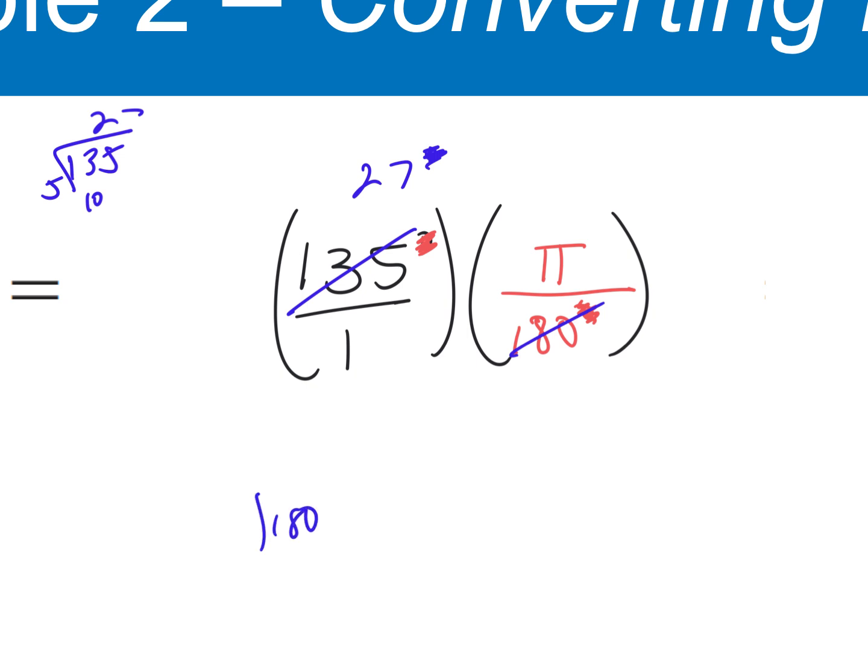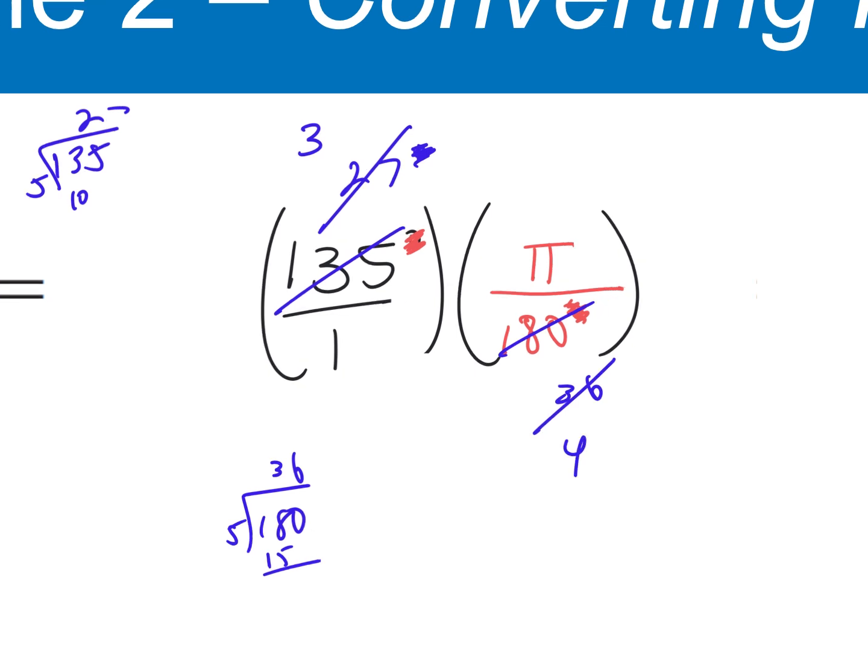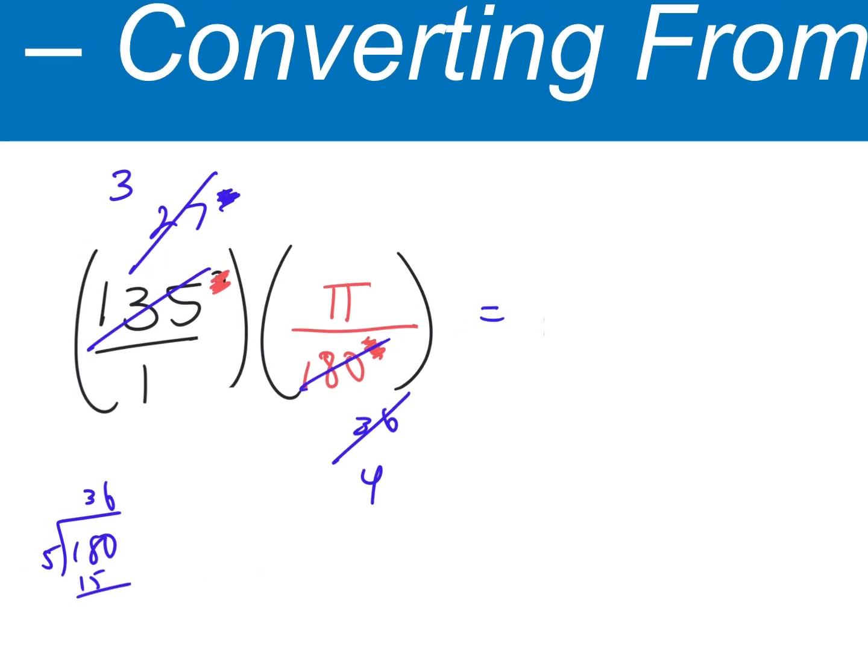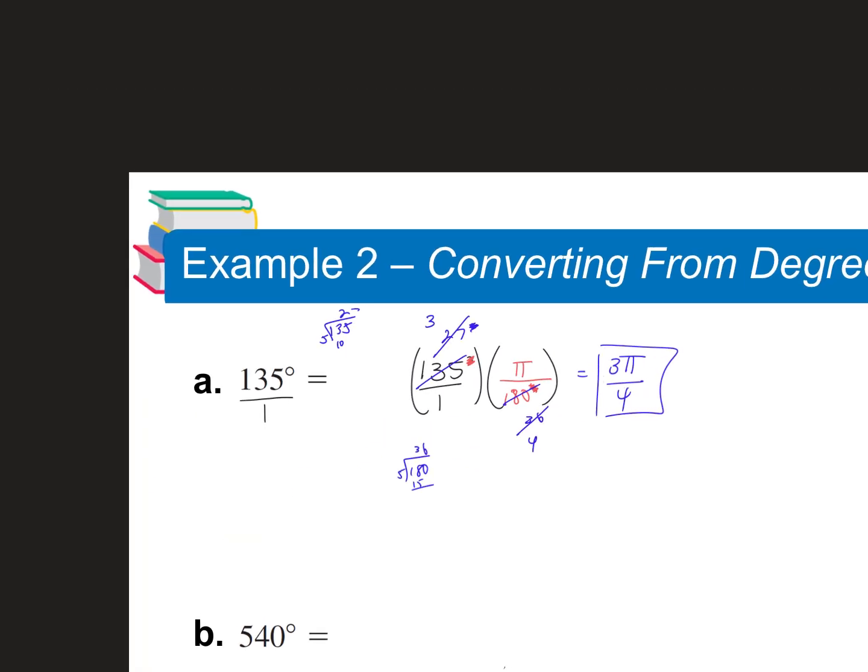It's 180 divided by 5, guys. 3, 15, 36. Can I simplify that more? What goes into 36 and 27? Okay. 9 goes into 27 3 times. 9 goes into 36 4 times. So what am I left with in my numerator? 3 pi over what? There you go. You just converted from degrees to radians.